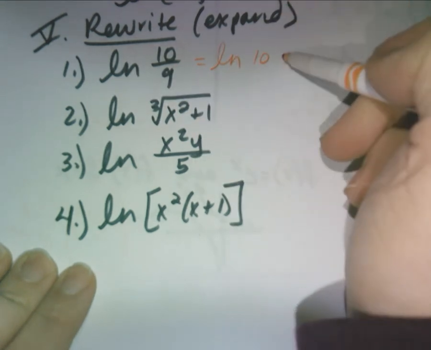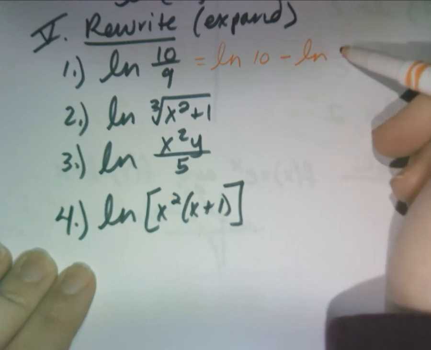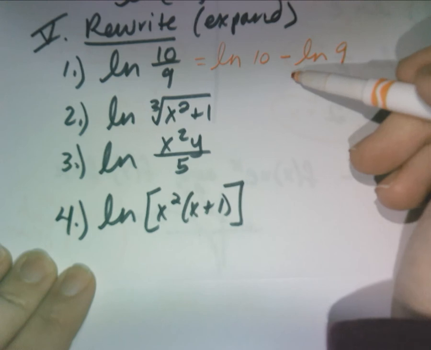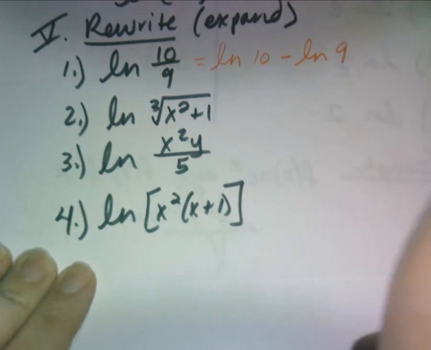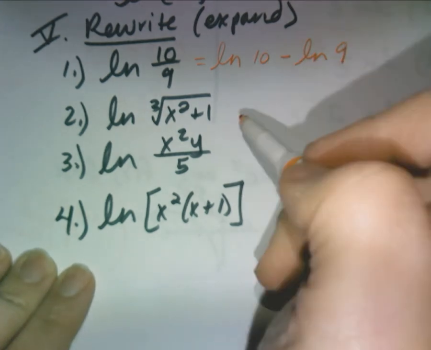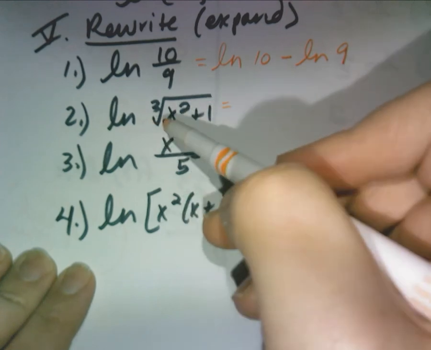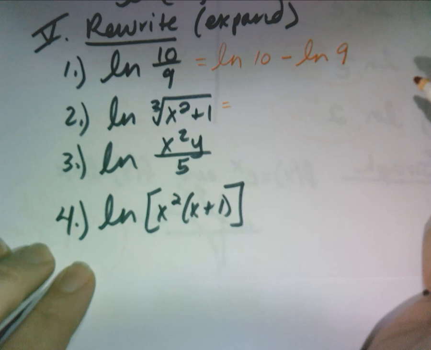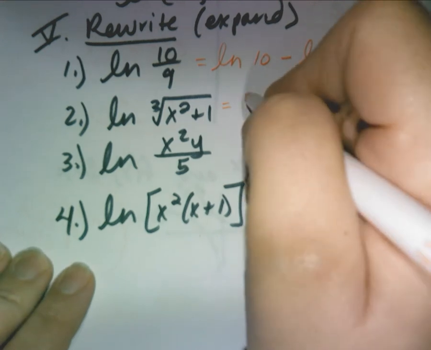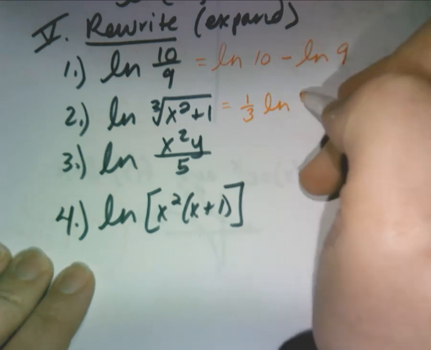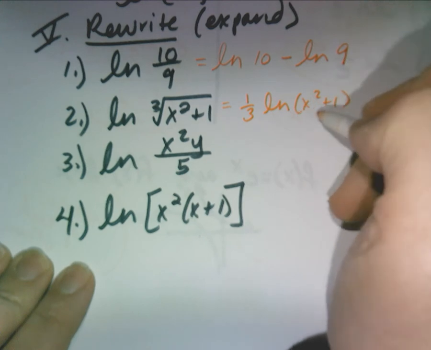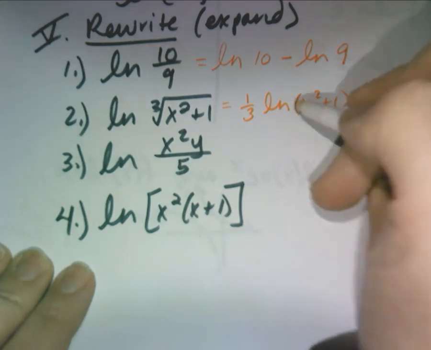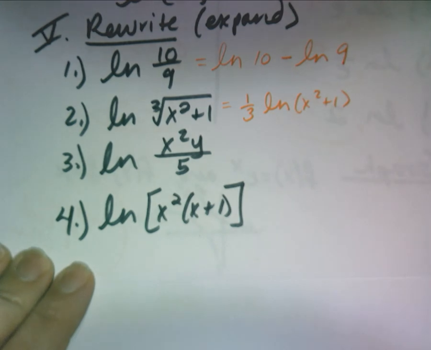ln 10 minus ln 9. Okay? And you could rewrite 9 as 3 squared and put the 2 in front of ln 3. I don't need you to do all that craziness, but we'll leave it like that. This one, what would I do here if I'm taking a cube root of x squared plus 1? What is that? 1/3 ln. Very good. 1/3 ln of x squared plus 1. Can I break this down anymore? No. You can't break down addition inside of a log. You can break down if it was multiplication inside the log.